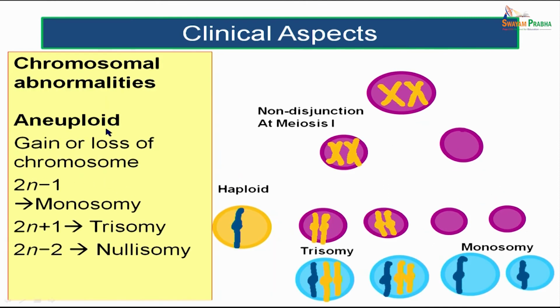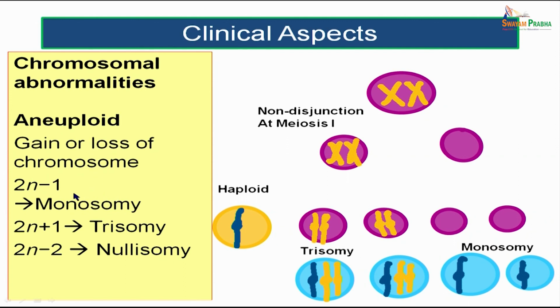Now, there is another term known as aneuploid, which again comes under the numerical anomaly. Aneuploid means there is no increase in the number of chromosomes as multiples, but there is an increase of one chromosome number or a decrease in one chromosome number. That is gain or loss of a single chromosome. That is known as aneuploid stage.